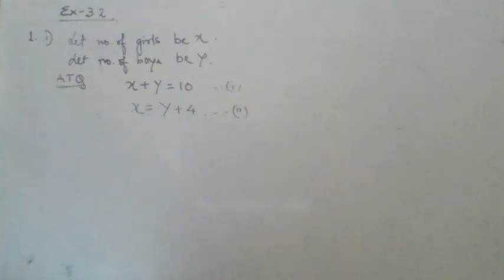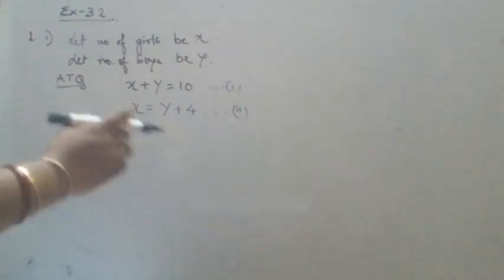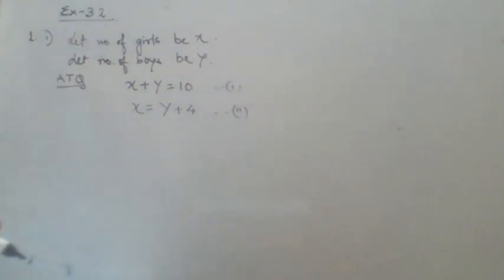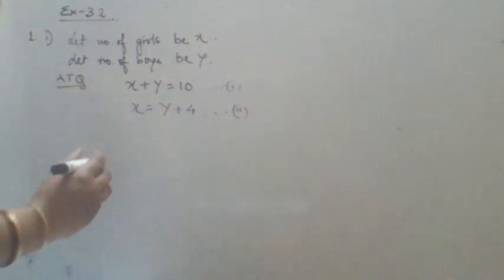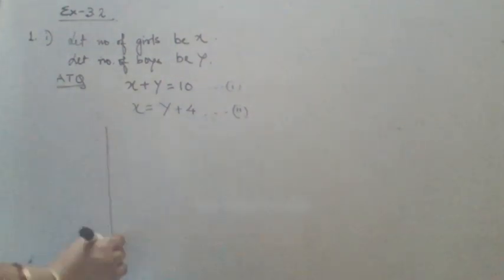In order to solve it, how are we asked to solve it? Graphically. So we will find out the points, we will plot them and get the number of boys and girls. Before going forward, if you want to have an idea whether it is going to give you a unique solution, that is consistent or inconsistent, you can check it. This is not required, but in the rough work you can do it.